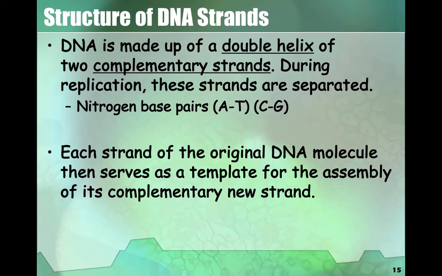If we think back on when we talked about a DNA molecule being a nucleic acid, we said that each DNA molecule was made up of a phosphate group and a sugar group. Those are the ribbons. But the middle of that ladder are the nitrogen bases. They pair together, and this is what we mean by complementary. A pairs with T, and C pairs with G. Each strand of the original DNA molecule serves as the template for the assembly of its complementary new strand.